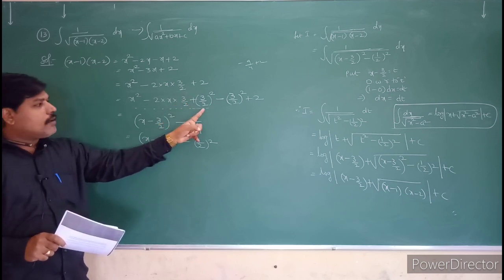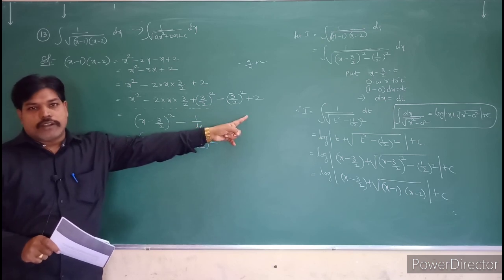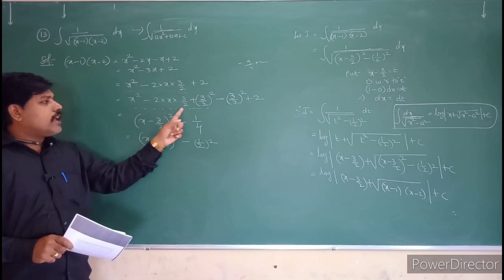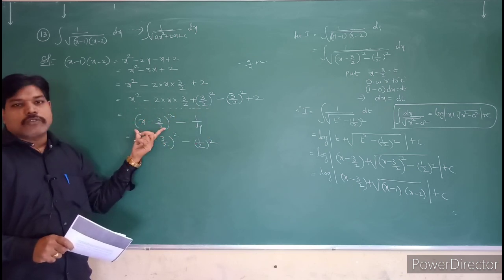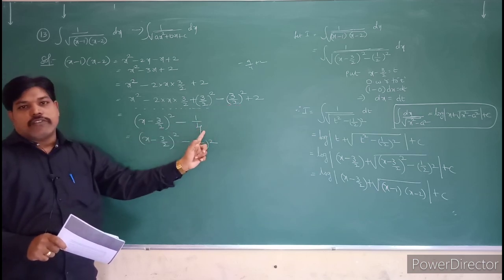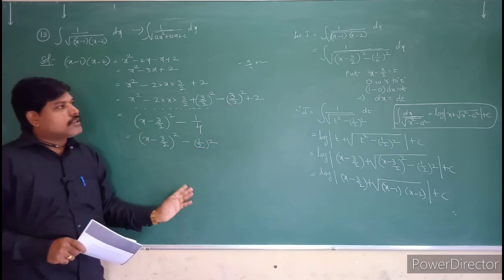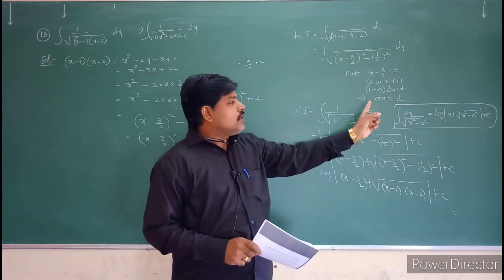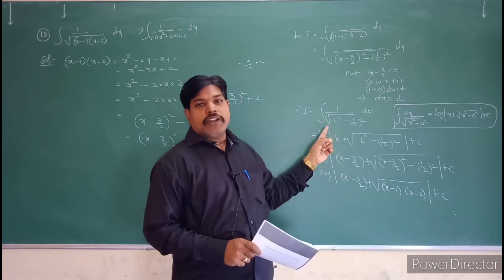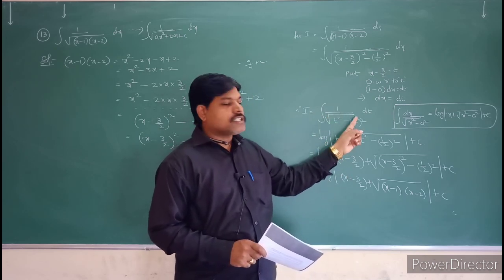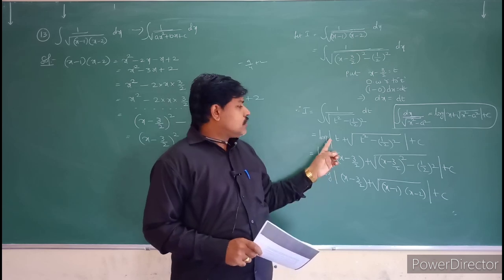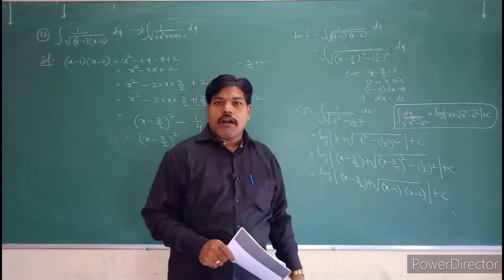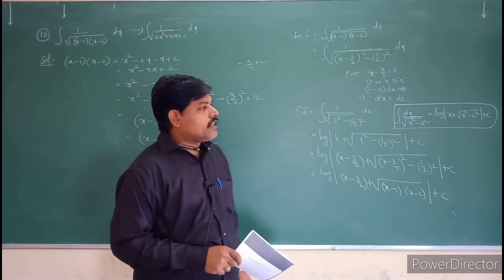In the next step, you have to add b square and subtract b square. So the first 3 terms will become (a minus b) whole square, a square minus 2ab plus b square. So it is (a minus b) whole square minus, simplify this, you get 1 by 4, that is (1 by 2) whole square. Substitute x minus 3 by 2 equal to t, so dx becomes dt. The problem becomes the integral of 1 by root of t square minus (1 by 2) whole square. The integral of 1 by root of x square minus a square formula is log of mod x plus root of x square minus a square.